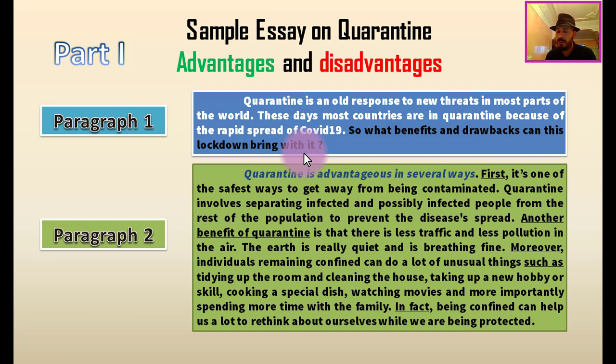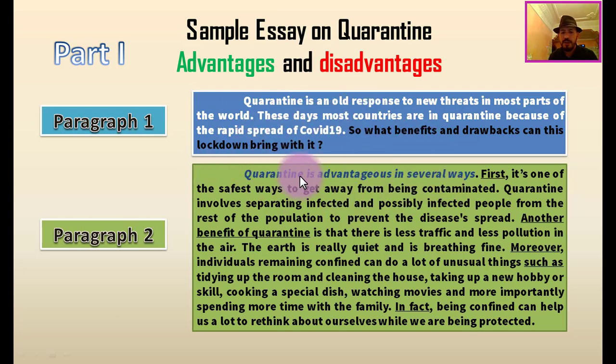Quarantine is advantageous in several ways. First, it is one of the safest ways to get away from being contaminated. Quarantine involves separating infected and possibly infected people from the rest of the population to prevent the disease from spreading. Another benefit of quarantine is that there is less traffic and less pollution in the air. The earth is really quiet and breathing fine. Moreover, individuals remaining confined can do a lot of unusual things, such as tidying up the room and cleaning the house, taking up a new hobby or skill, cooking a special dish, watching movies, and more importantly, spending more quality time with the family. In fact, being confined can help us a lot to rethink about ourselves while we are being protected.